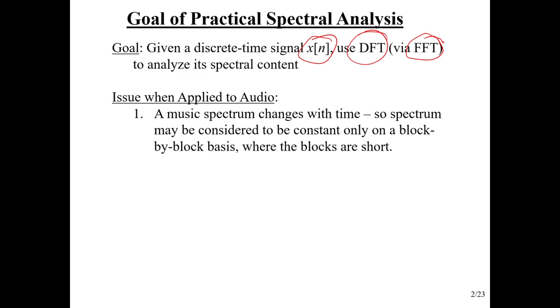So here's the issue because of that, because the spectrum is changing with time, and it's changing fairly rapidly, right? Every beat of the music, probably, it's changing. So we might want to look at this on a block by block basis. Maybe we'll overlap those blocks. We'll talk about that at the end of this note set. But the issue is that the blocks are necessarily short, and that's a problem with DFT analysis, as we'll see.